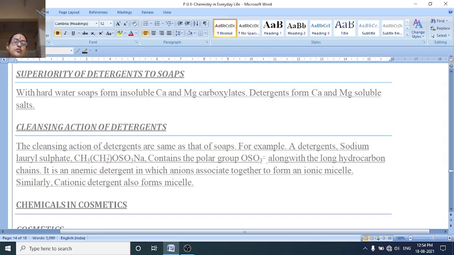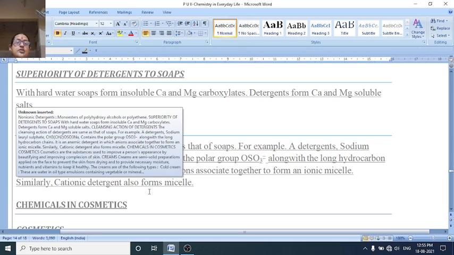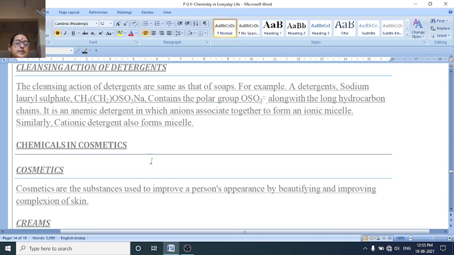The cleansing action of detergents is the same as that of soap. For example, the detergent sodium lauryl sulfate contains the polar group SO3 minus along with the long hydrocarbon chain. It is an anionic detergent in which the anions associate together to form an ionic micelle. Similarly, cationic detergent also forms a micelle.